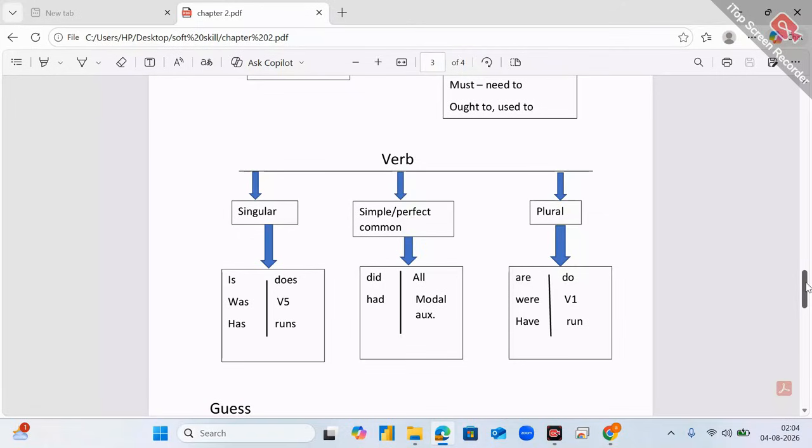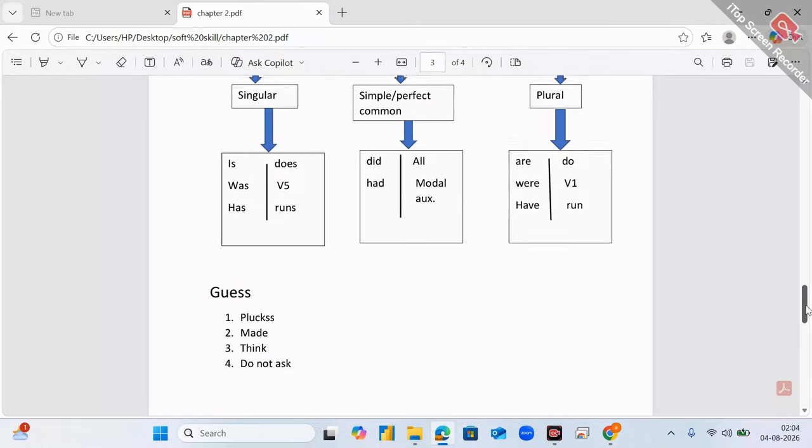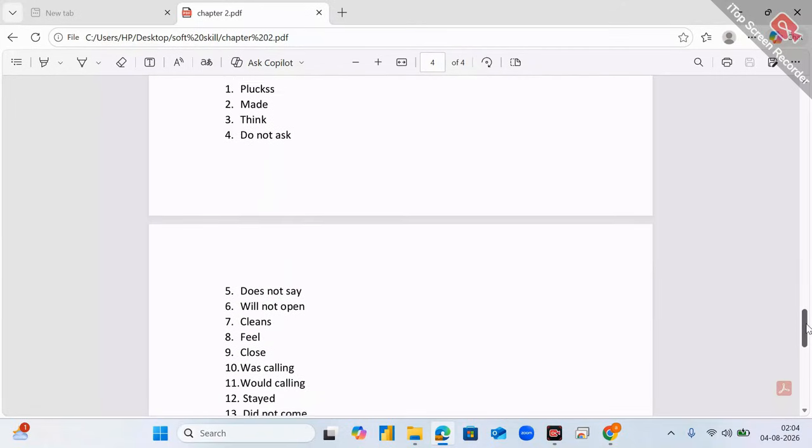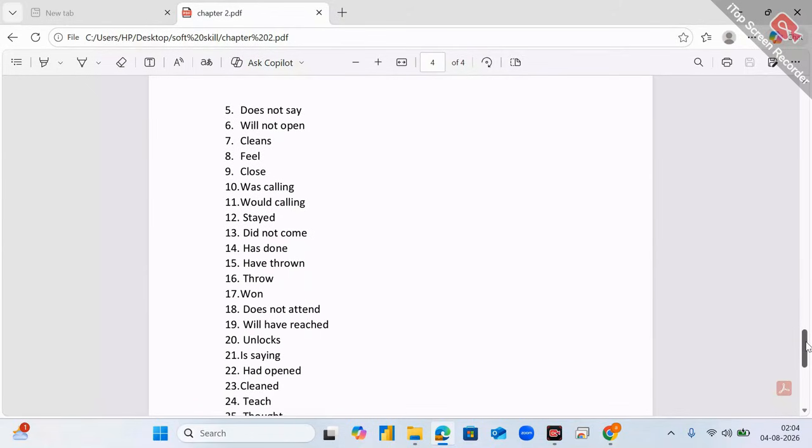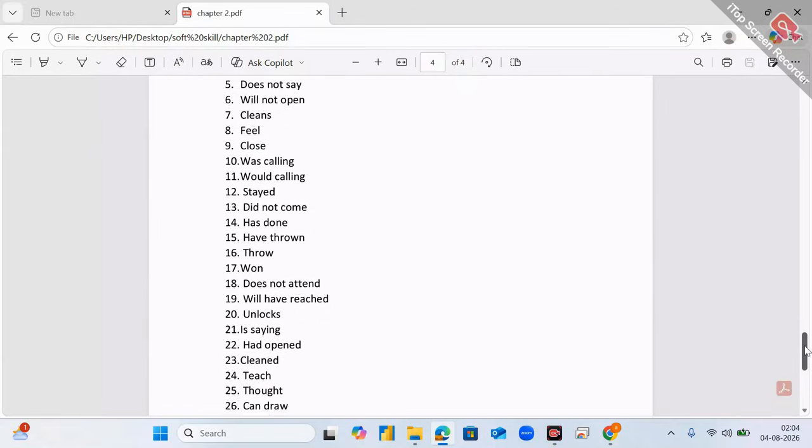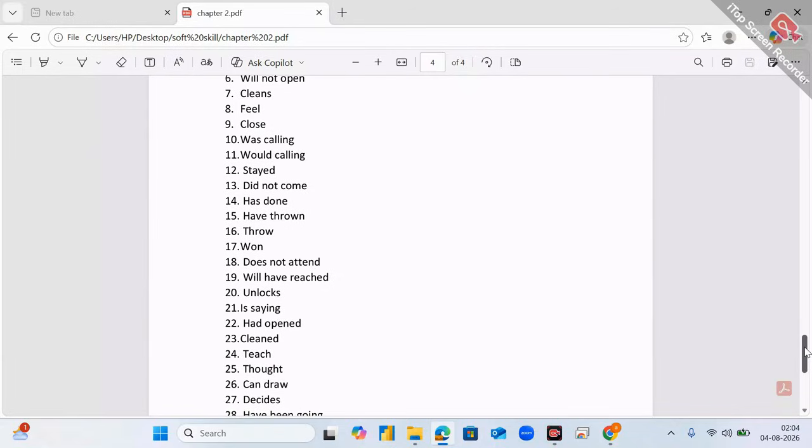I hope you guys understand my teaching. Let me know if you have any doubt in the comments, and I want the answers to all these questions. I want which is singular, I want which is plural. Try to make a chart, a table with two different columns, singular verb and plural verb, amongst this. So likewise, solve everything.